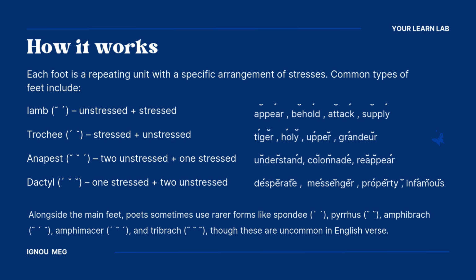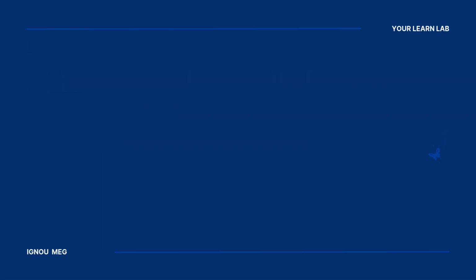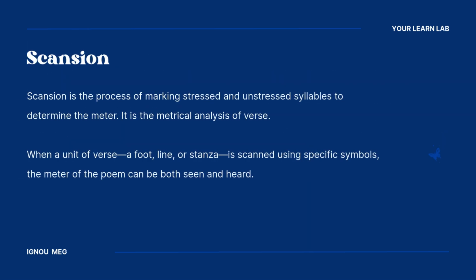Now that we have understood what a meter is and how it works, let's try to understand how to perform metrical analysis. That's scansion for you. So scansion is basically the process of marking the stressed and unstressed syllables to determine the meter. As I've mentioned, it's a metrical analysis of a verse. So when a unit of verse, a word, line, or stanza is scanned using specific symbols, the meter of the poem can be both seen and heard.